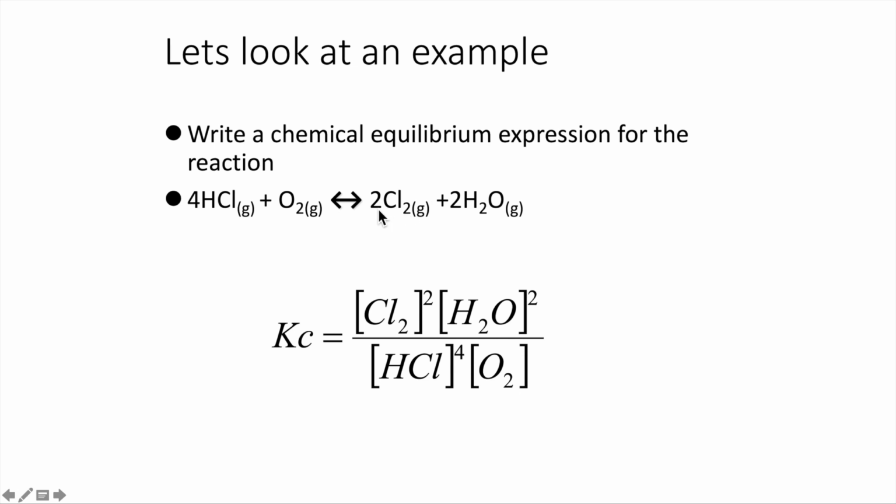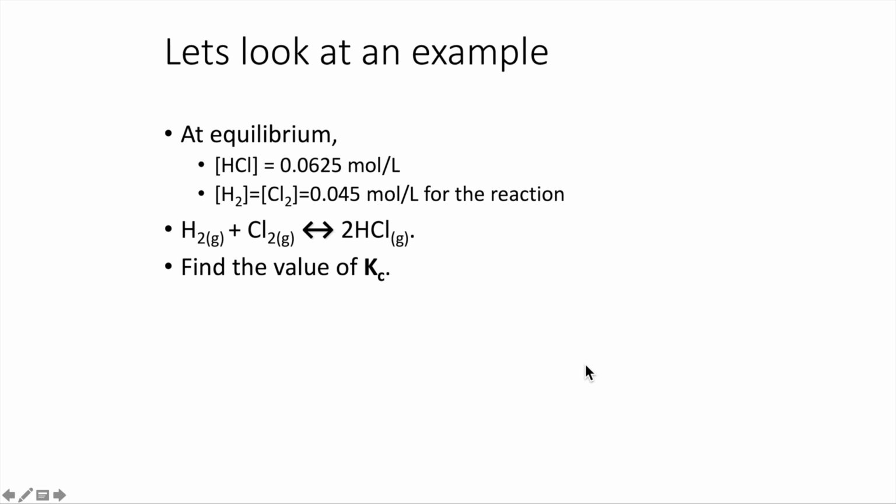So you have 2 chlorines, so the concentration of chlorine raised to the power 2. You have 2 waters, so you have the concentration of water raised to the power 2. And then for your reactants, you put that down as your denominator. You have 4 hydrochlorics, so you have HCl raised to the power 4. And you have 1 O2, so you have the concentration of oxygen raised to the power of 1.